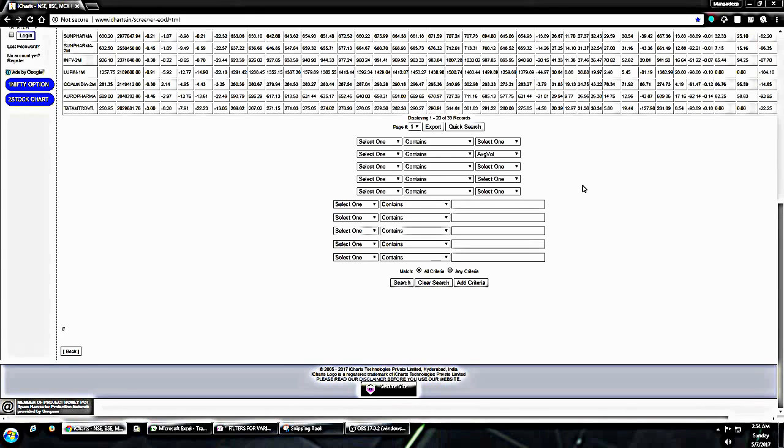Getting on to the filter, the first thing we need to do here is select EMA 20 less than EMA 50. The second filter is EMA 50 less than EMA 200.